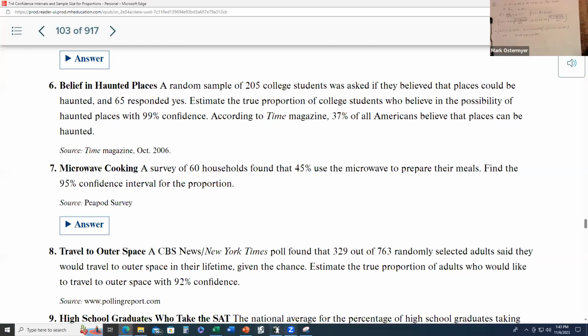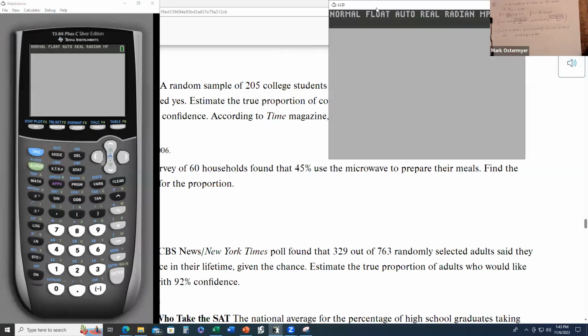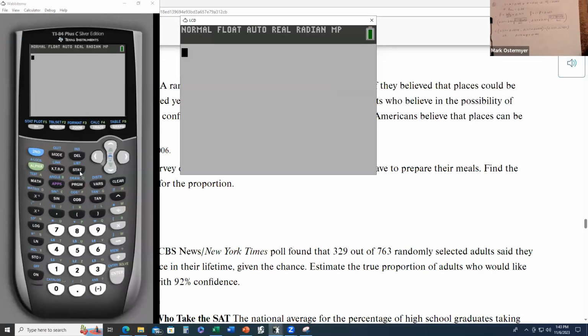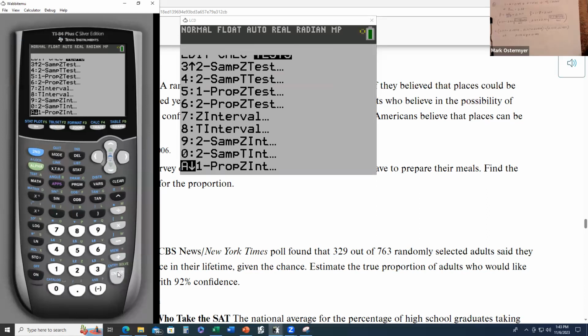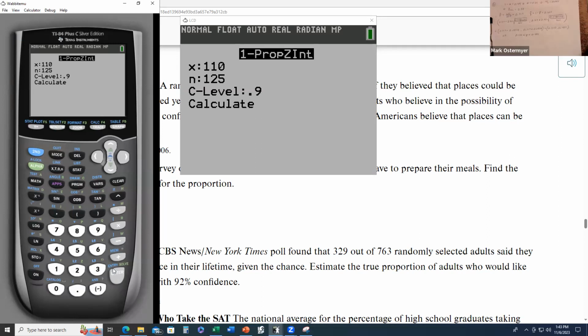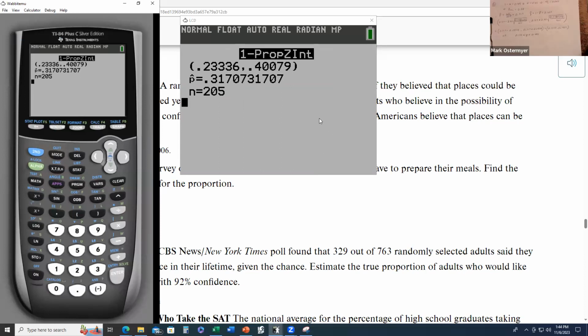Let's do this on our calculator now. And so we go to stat tests, one prop z int function. 65 was it? 65 of 205 randomly surveyed college students believe that places are haunted. 99% level confident. And we get the same confidence interval there. Okay. All right. Good.